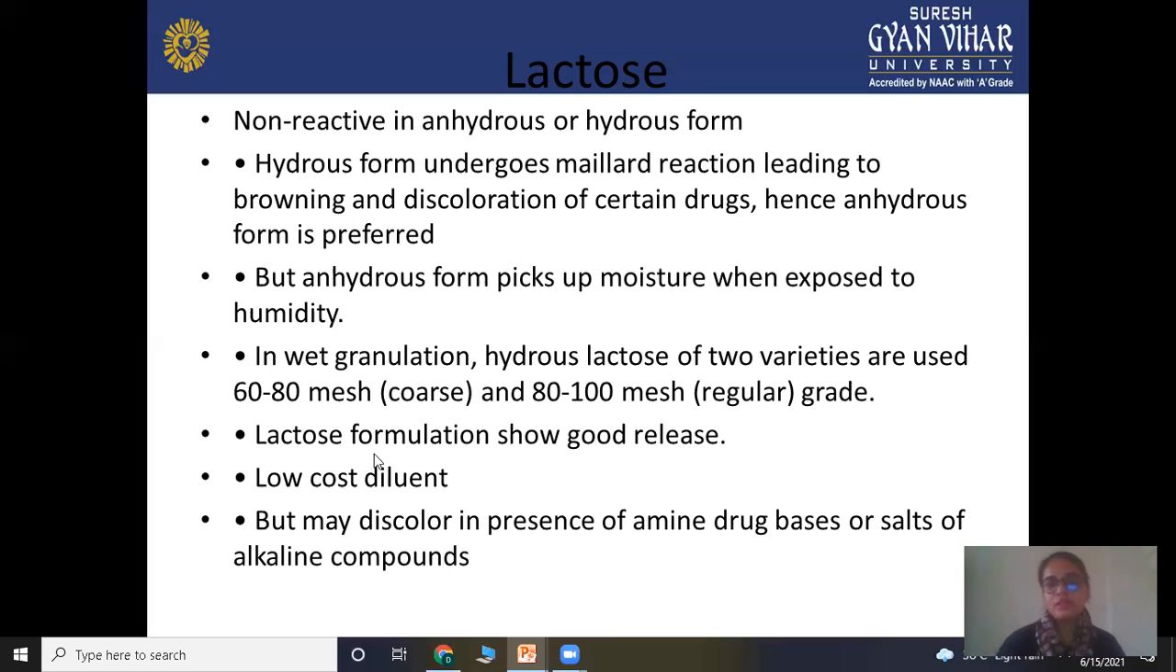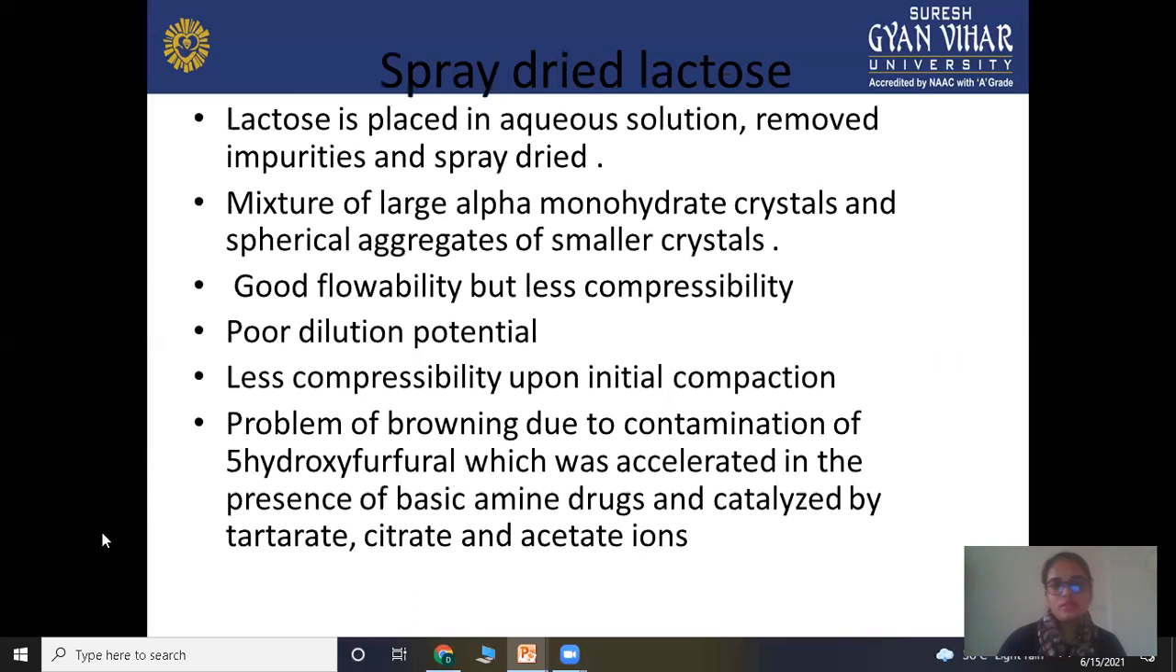And if you use a drug like an amine group or alkaline compound, in this condition decoloration is also observed with lactose. Next is spray dried lactose. It is also a lactose type, but it's a modified form, modified with the help of a spray dried technique. And this lactose is placed in an active solution, impurities are removed, and it is spray dried.